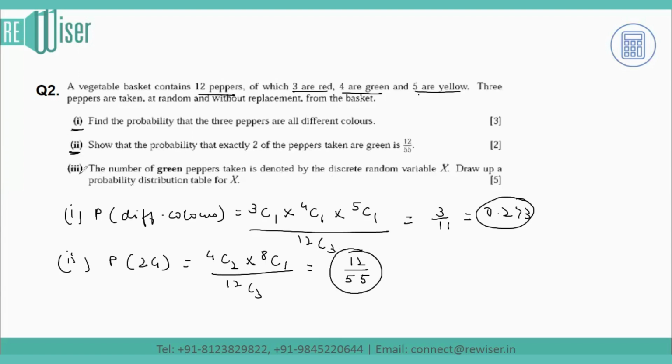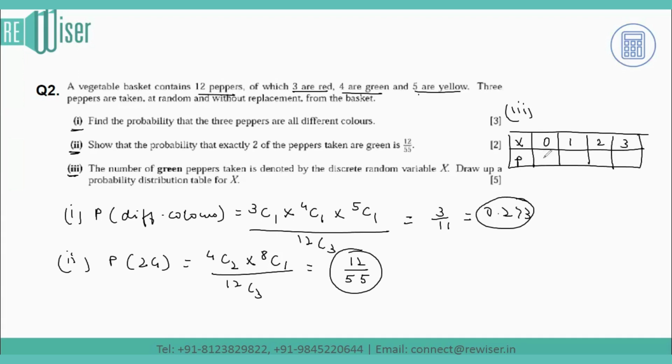Now the third part of the question says, the number of green peppers is denoted by discrete random variable x. Draw up a probability distribution for x. So for part 3, this is the table which I need to draw. x can take values like no green, 1 green, 2 green, or at most 3 green.